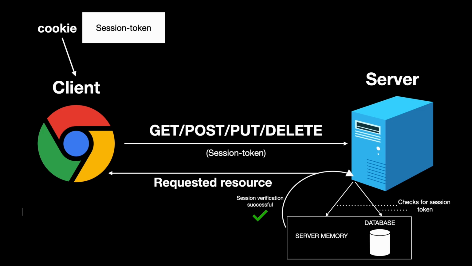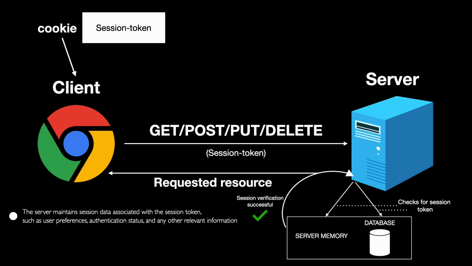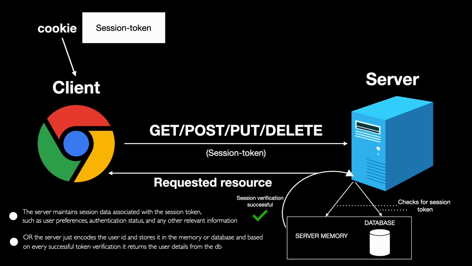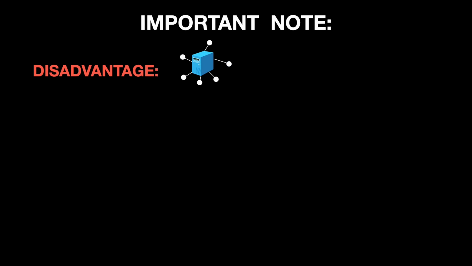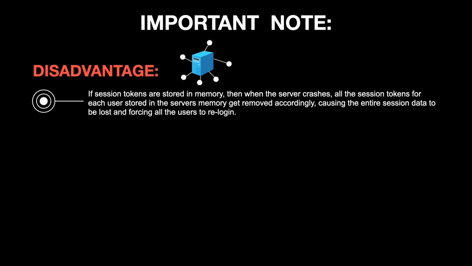So basically, the server maintains session data associated with the session token, such as user preferences, authentication status, and any other relevant information. Or the server just encodes the user ID and stores it in the memory or database, and based on every successful token verification, it returns the user details from the database. Now one important thing to note is, if session tokens are stored in memory, then when the server crashes, all the session tokens for each user stored in the server's memory get removed accordingly, causing the entire session data to be lost and forcing all the users to re-log in.